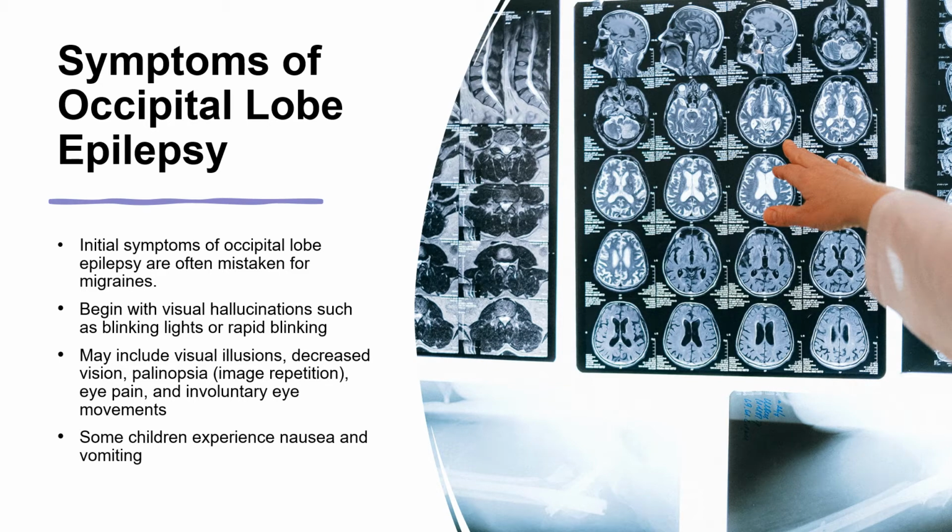Initial symptoms of occipital lobe epilepsy are often mistaken for migraines. Symptoms begin with visual hallucinations such as blinking lights or rapid blinking. Symptoms may also include visual illusions, decreased vision, image repetition, eye pain, and involuntary eye movements. Some children may experience nausea and vomiting.